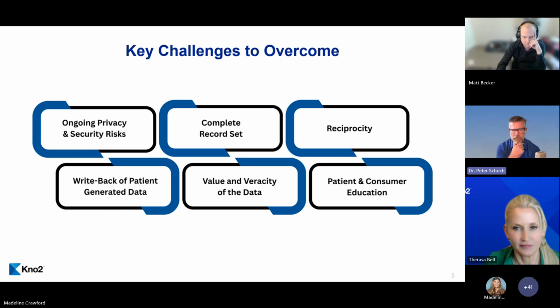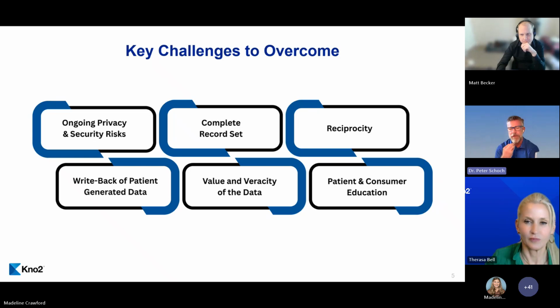And then the other piece is around reciprocity, write back of patient data. I think there is value in patient-reported data. How we distill that value, how that gets presented, and how that gets ingested in the EHR so that it doesn't become noise for the provider and misinform the provider, will be incredibly important to understand as we go through it. But I think there's value there from a clinical perspective.